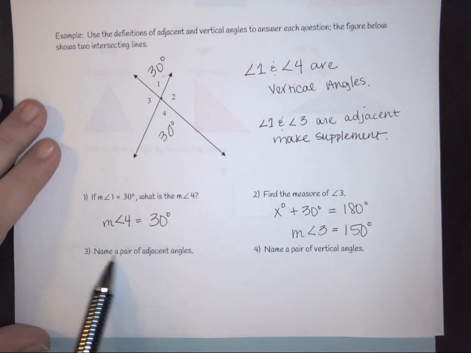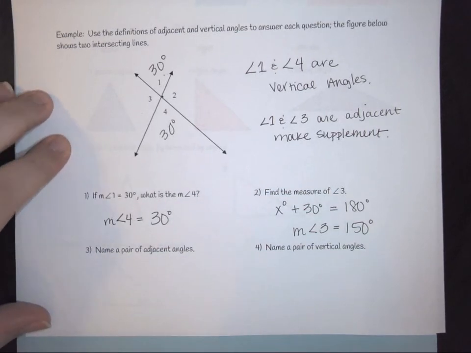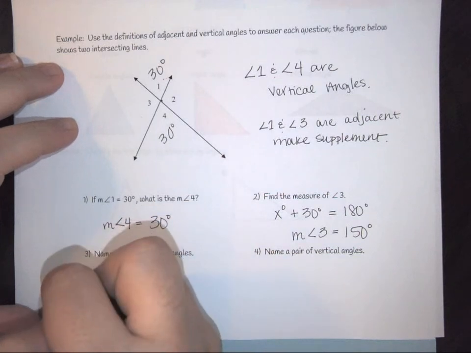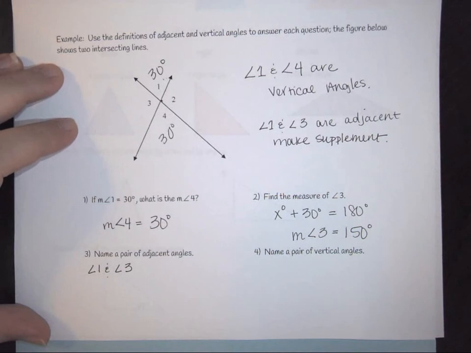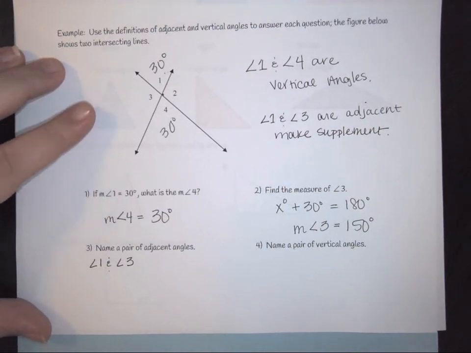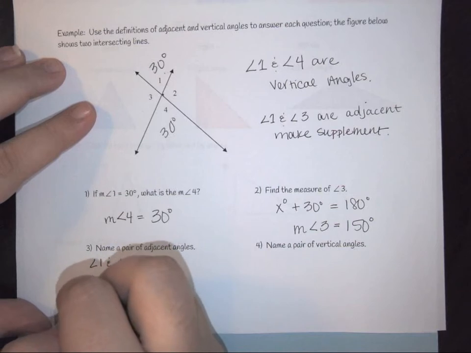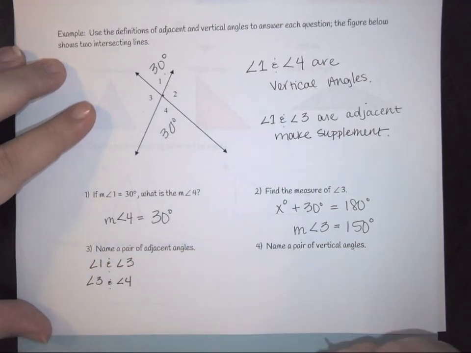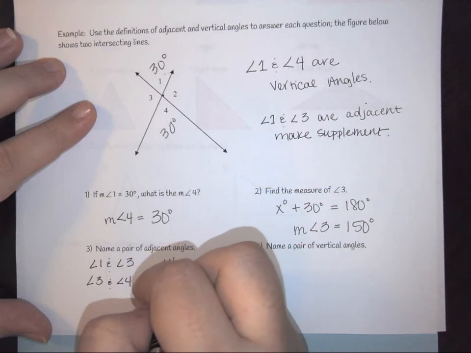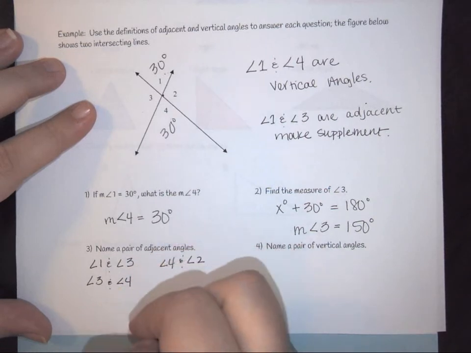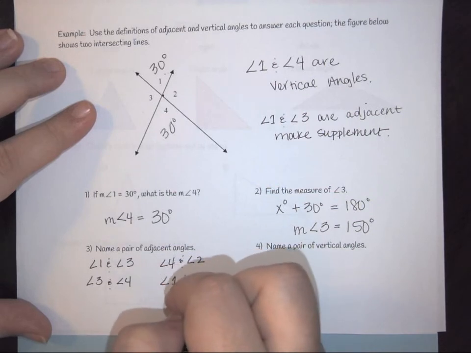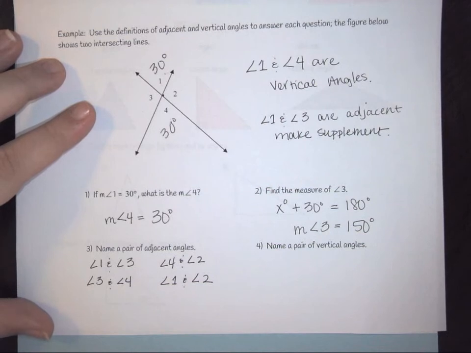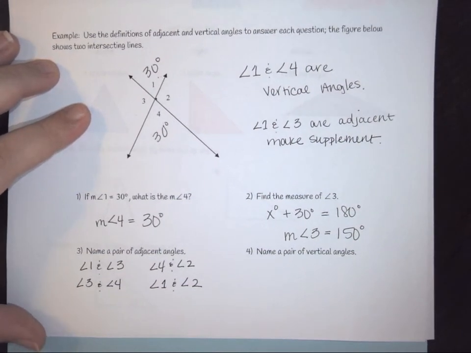Now the third question says to name a pair of adjacent angles. So we've already done that. We have angle 1 and angle 3. However, we've got more than one. We also could have said angle 3 and angle 4. We could have said angle 4 and angle 2. Or we could have said angle 1 and angle 2. Okay, so all of those pairs would have been acceptable solutions for adjacent angles.